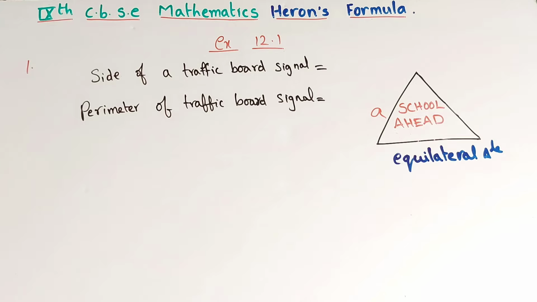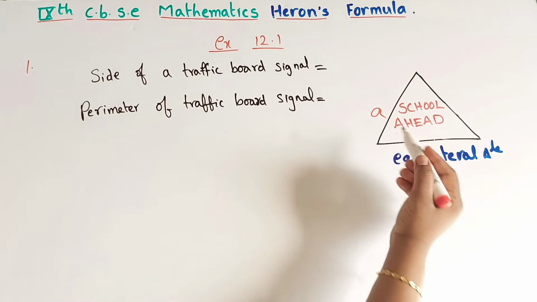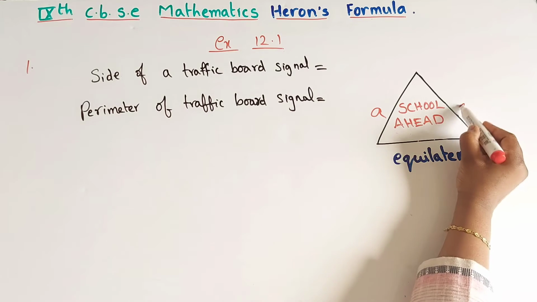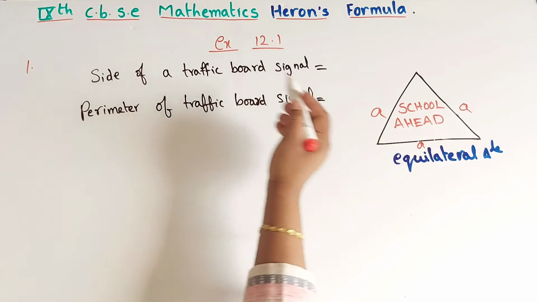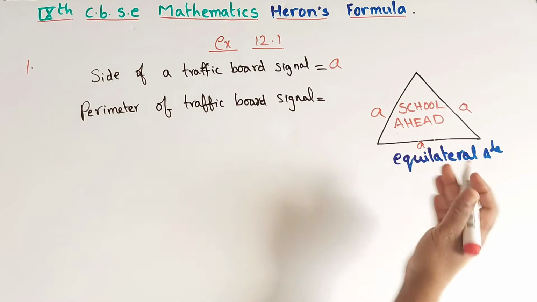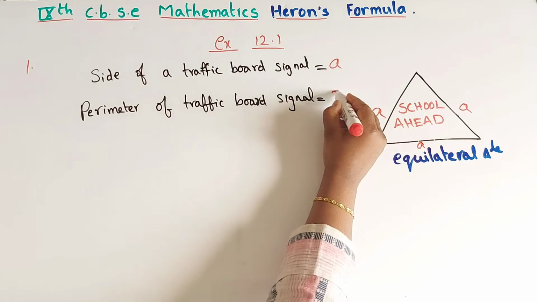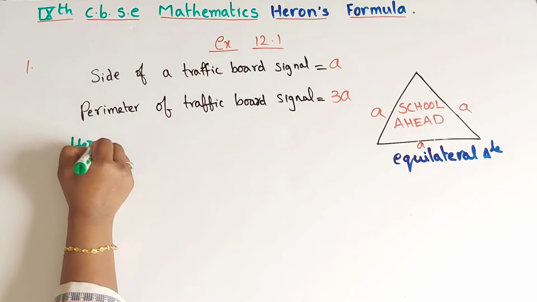Correct children? So here they have given that equilateral triangle. That means they already said one side is A. That means three sides also A only. Correct children? So side of a traffic board signal is A. Perimeter of a traffic board signal, addition of three sides, that means 3A. Correct children? Now we have to find out the area by using Heron's formula. What is Heron's formula children?